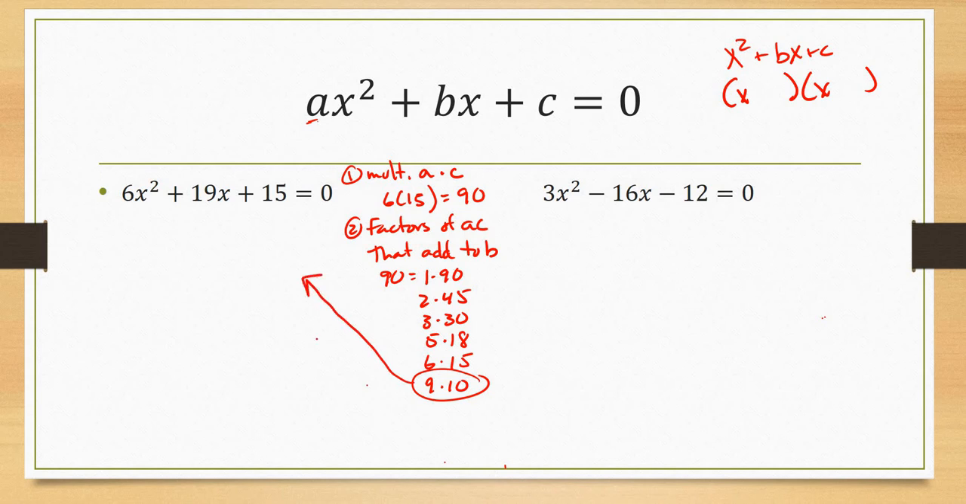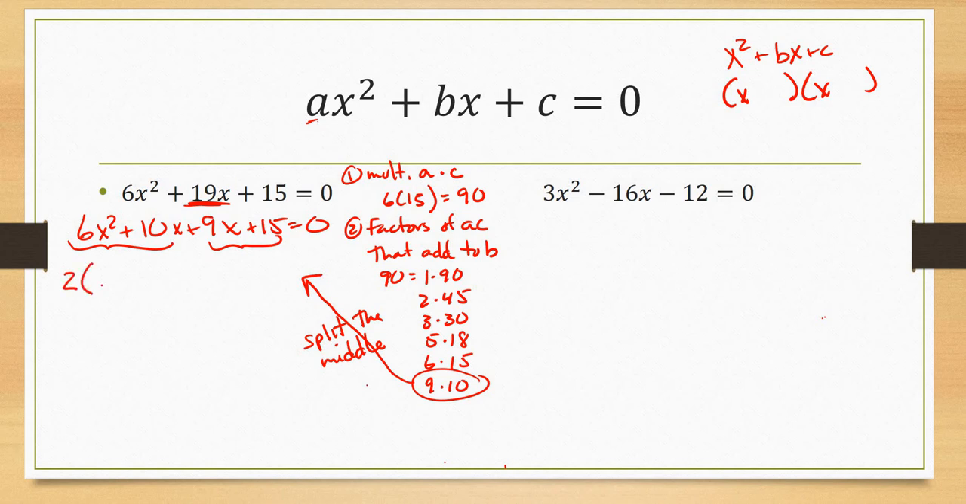Now I'm going to use those numbers to split the middle. These are not my numbers that go into my factors. 6x squared plus 10x plus 9x plus 15 equals 0. You can see that I've taken the middle number and I've split it into two terms. Now I'm going to factor by grouping. Common factor of 6 and 10 would be 2, and actually I can pull out an x as well, 2x. So I'm factoring the binomial by pulling out a GCF.